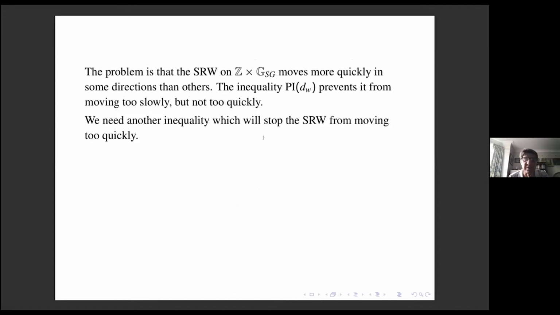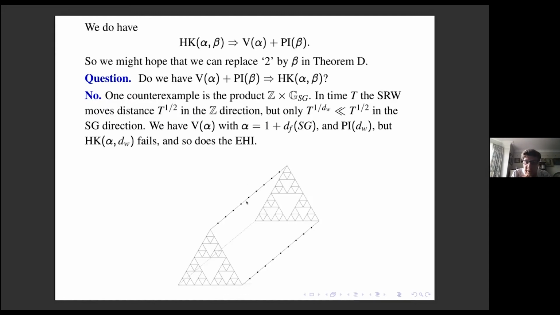So the problem we have is that the simple random walk on Z times the graphical Sierpinski gasket moves more quickly in some directions than others. And the Poincaré inequality gives us an estimate on the relaxation time. It says the relaxation time is no more than r to the d_w. So it prevents the process from getting stuck or moving too slowly, but it doesn't stop it from moving too quickly. And so we need another inequality which will stop the simple random walk from moving too quickly so as to rule out examples like this product here.